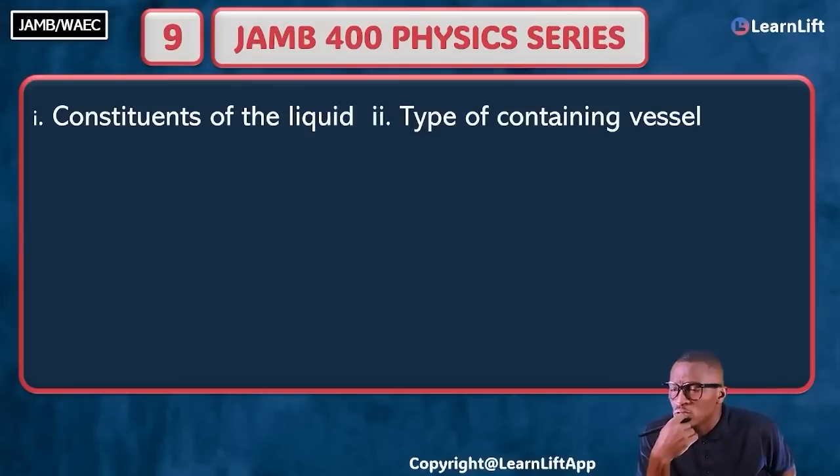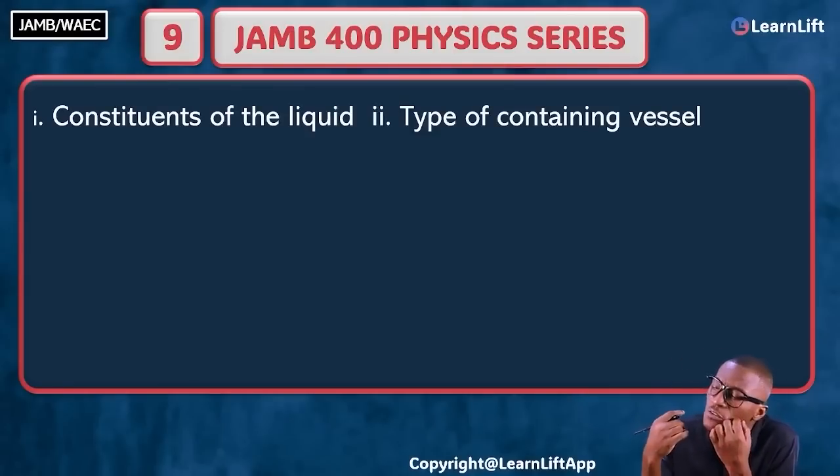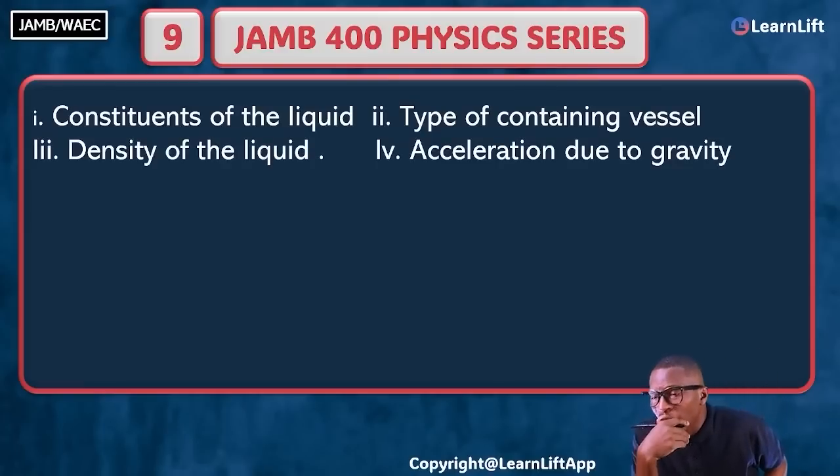Let's see question 9. The question is about the constituents of the liquid: the type of containing vessel. Option I says density of the liquid, option IV says acceleration of gravity. Let's see what the question says.